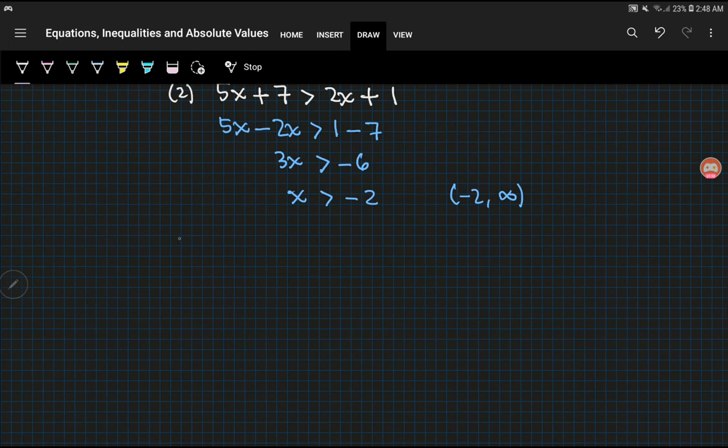Alright, the third example is we have 2x plus 1 greater than or equal to negative 5, but less than or equal to 3. Alright, so what can we do here? Oh, plus 1, sorry.